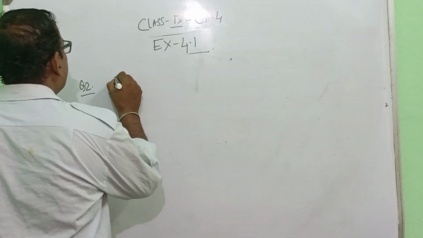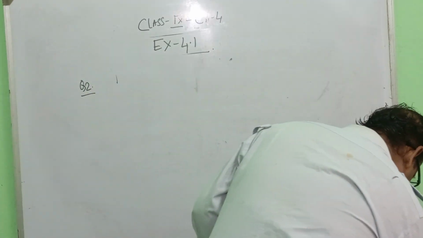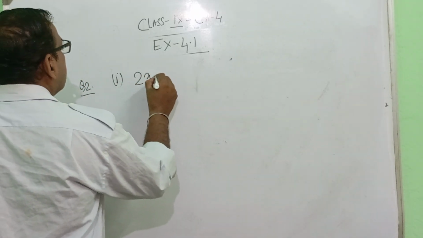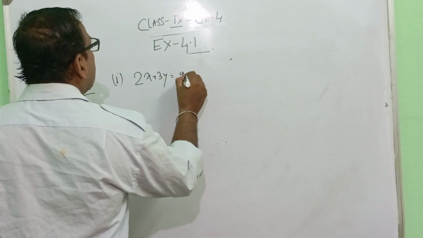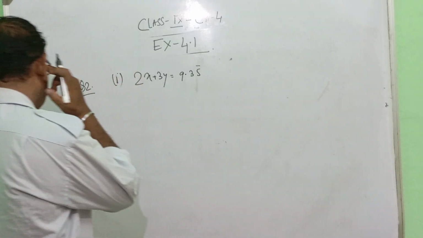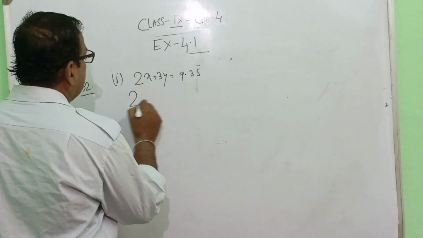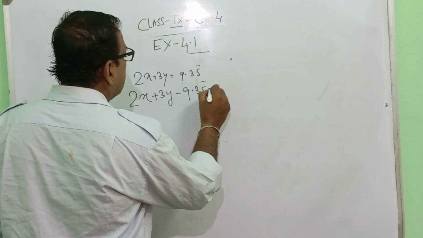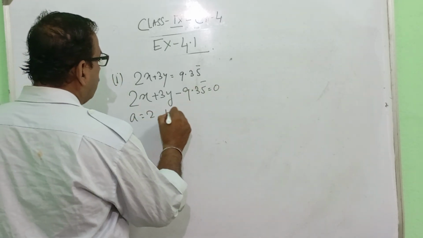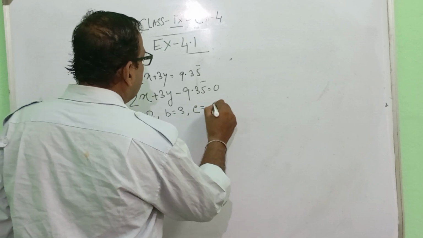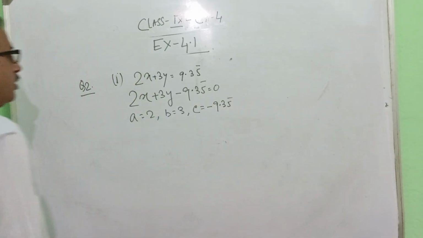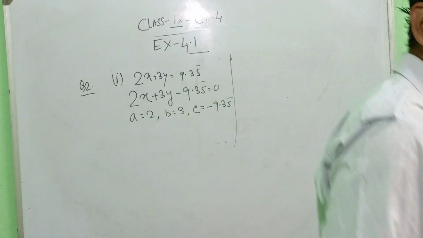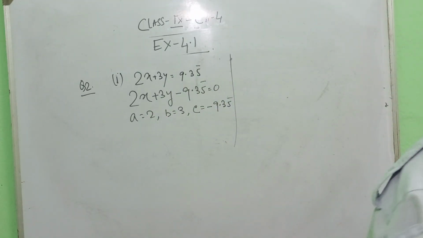Now the question given is 1. 2x plus 3y is equal to 3.5. That is 2x plus 3y minus 3.5, so a is equal to 2, b is equal to 3, c is equal to minus 3.5. Now the second one is important.